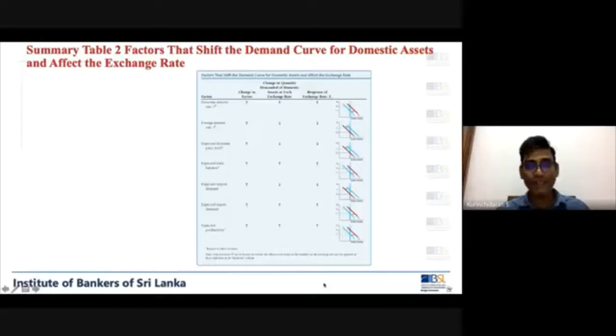And finally, expected productivity. What will happen to the expected productivity? When the productivity increases, of course, as I said, the average cost of the product will be less. So maybe it is cheaper for others to buy our domestic product. So they need more foreign currency. That means in this example, they need dollars, right? So they buy the cheap product, right? So demand for the domestic assets will go up.